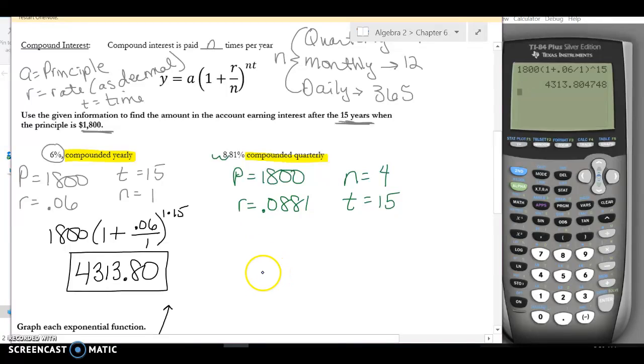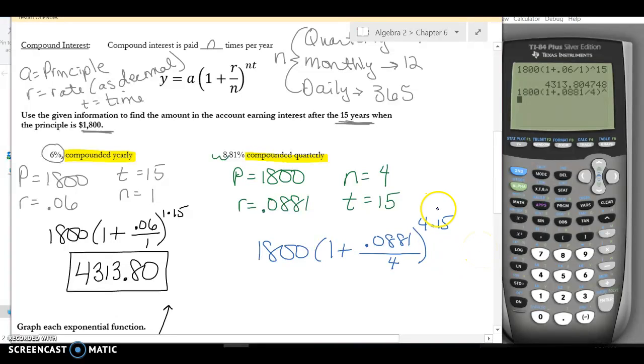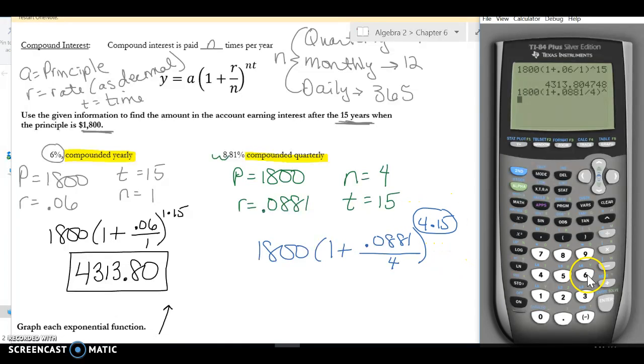So let's plug this in. So it's going to be 1800, 1 plus 0.0881 divided by 4 to the power of 4 times 15. So whenever you divide, you also have to put it up in the exponent. Okay, so now let's plug this in. 1800 parentheses 1 plus 0.0881 divided by 4 to the power of, and I'm going to do what this is, 4 times 15. So that's 60.